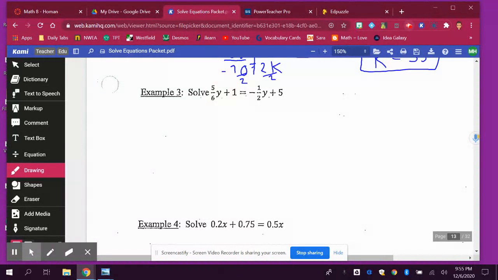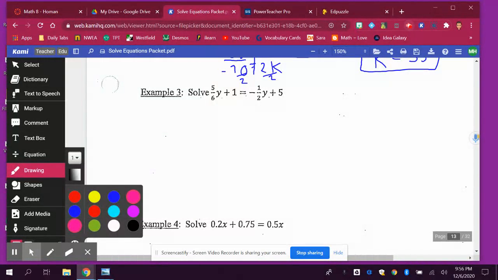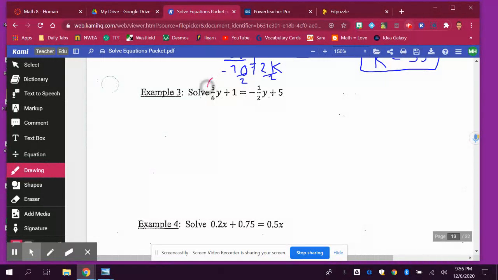So our common denominator here, let me change colors again, would be 6. So I'm going to multiply by 6. So 6 times 5/6. And again, I'm going to write this on the side just so you can see what's happening, but you do not have to do that. The 6's cancel. That leaves 5. So this is 5y. 6 times 1 is 6.